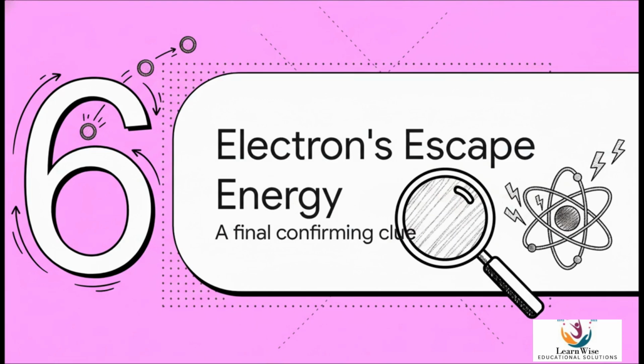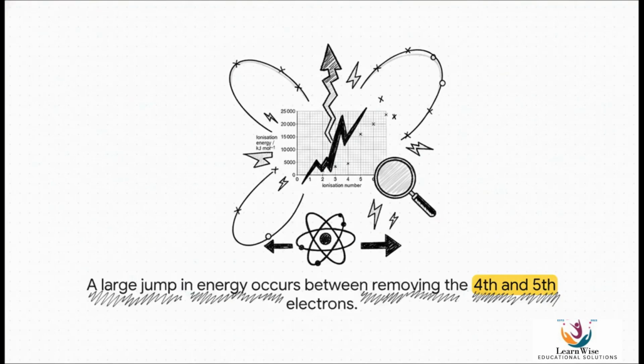Any good detective will tell you to always confirm your findings. We've got one last piece of evidence to look at, the energy it takes to pull electrons away from the atom one by one. This is called ionization energy, and believe it or not, it connects all the way back to that electron address we were talking about at the very beginning. Take a look at this graph. It shows the energy price to remove the first electron, then the second, then the third, and so on. Notice how it's a pretty steady climb at first, right? But then, look, between removing that 4th and 5th electron, there's a massive jump in the energy needed. That huge leap, that's our smoking gun.